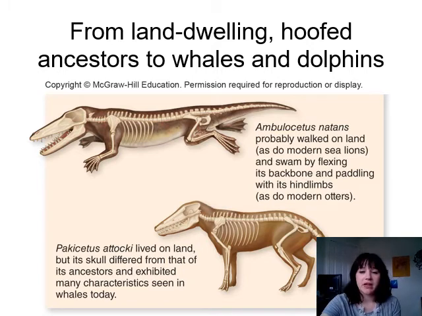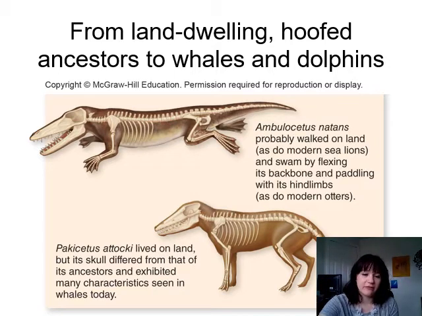Another example we have on the top here, Ambulocetus natans. This one probably walked on land, so it has 4 legs, and it is able to walk in this example compared to the other. And probably not super fast though, right? Not super flexible. It still has a pretty long tail.